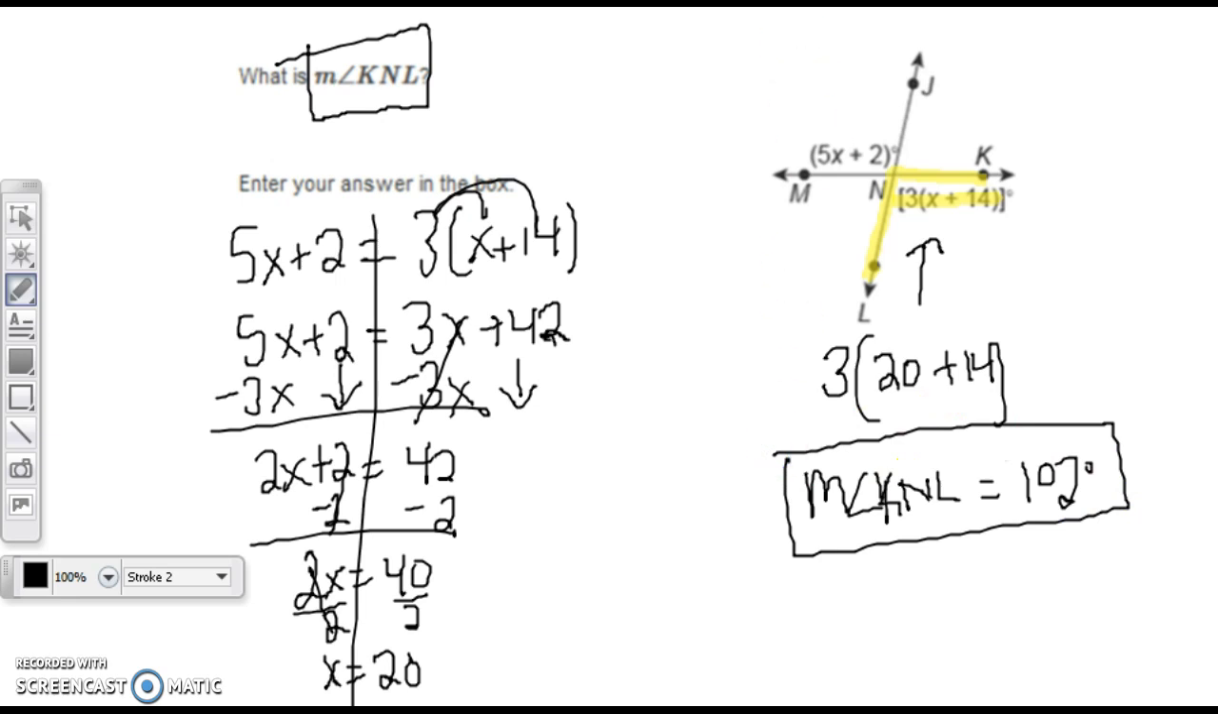Alright, so just remember that vertical angles are congruent. You got a lot of algebra in this quiz. And don't forget to answer the actual question. If it asks for x, give it x. If it asks for the measure of an angle, make sure you substitute it back in.